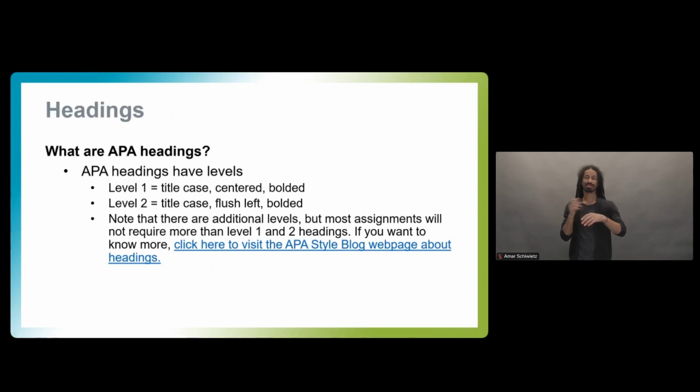I'll just note before we move on that there are additional levels. There's a level 3 heading, level 4, that's where we would get into the subsections, etc. But most assignments won't require more than level 1 and level 2 headings. Most assignments even just require level 1, but sometimes it's helpful to know that you have the option of the level 2 heading for that subsection if you want. If you want to know more, this PDF will be on our webpage. You can click on this link to visit the APA style website and learn more about those headings.